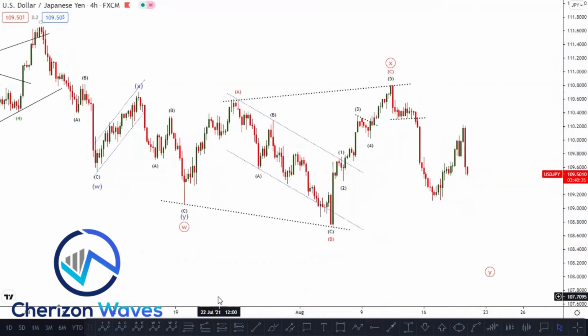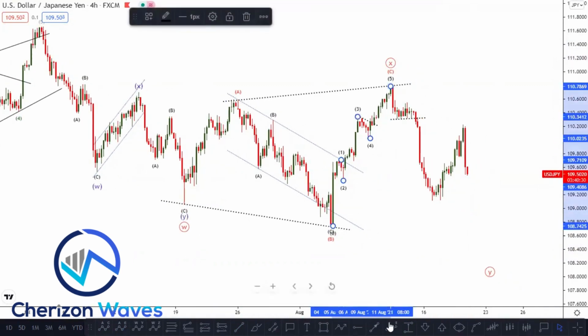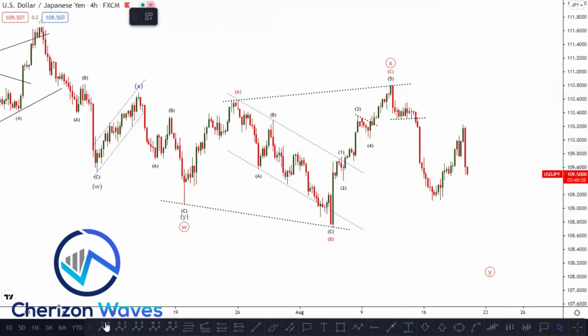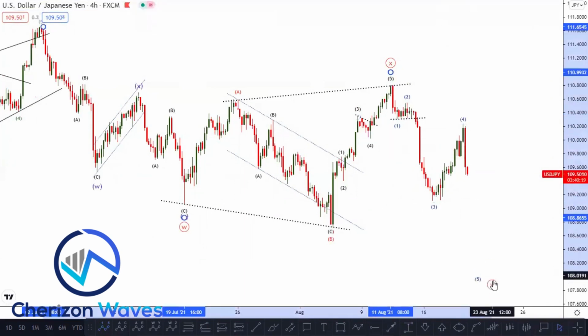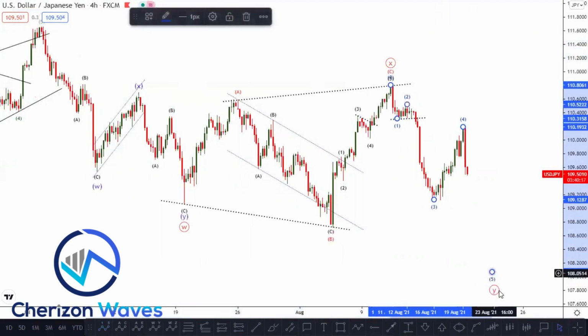And then we will have 5 waves down. So this is what we can expect to see. We can have wave 1, 2, we could have 3, 4, and wave 5 down here to complete wave Y, or rather C.